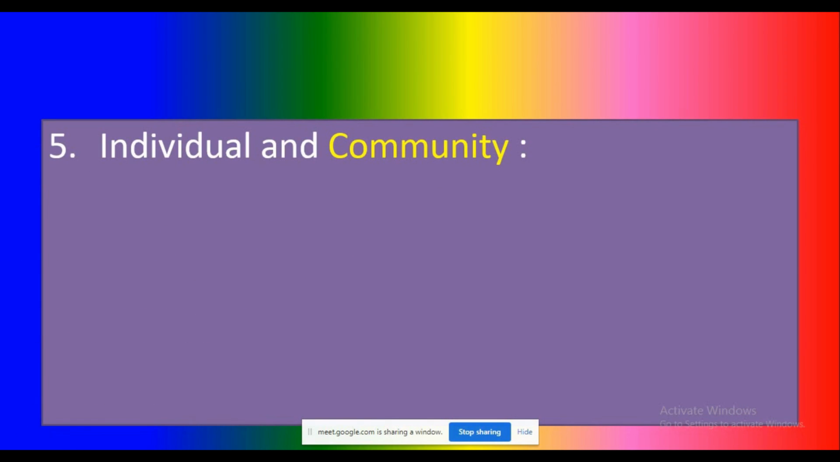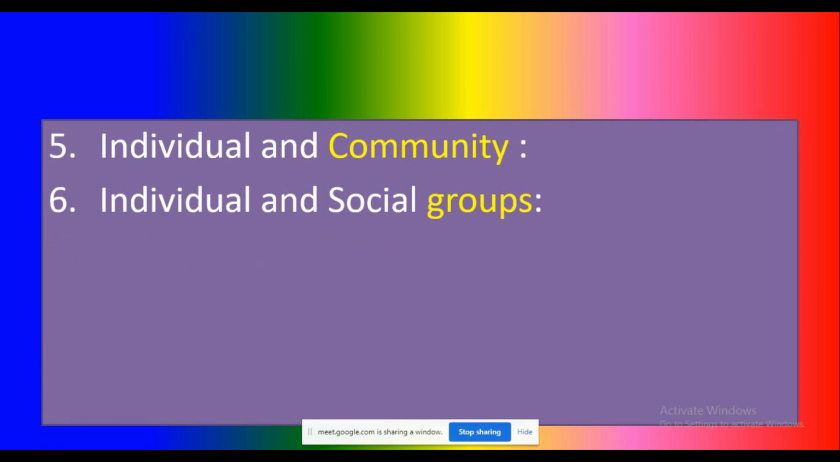Fifth, individuals interact with the community to promote community life and group life. Sixth, individuals and social groups. They interact with every kind of group, choose a group and enjoy their life. Some choose negative groups, some choose positive groups. So we advise choosing positive groups for better health.